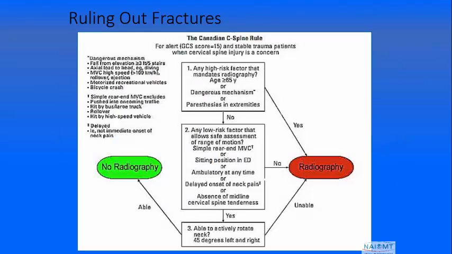In ruling out fractures, the Canadian C-spine rule has been developed. It goes through a series of questions.